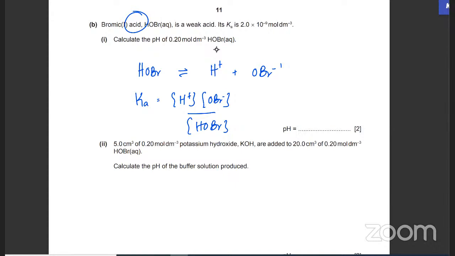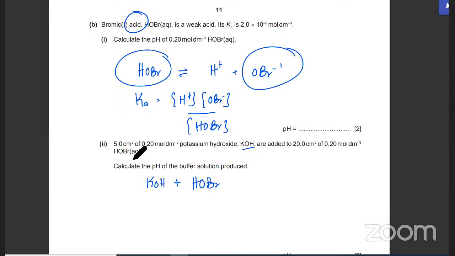The question is exactly the same, that they're adding KOH. Now KOH is not going to form a buffer. A buffer is formed when you mix the conjugate base with the weak acid, so KOH has nothing to do with that. So initially this is not a buffer. It's got KOH that's being mixed with HOBr.